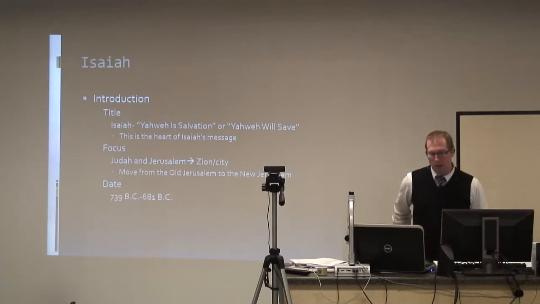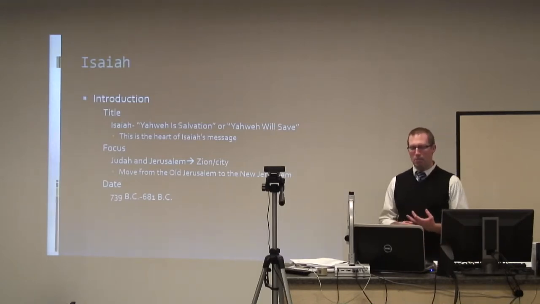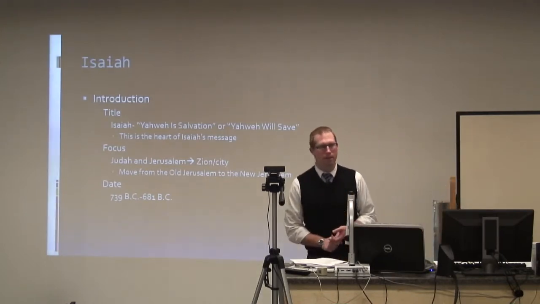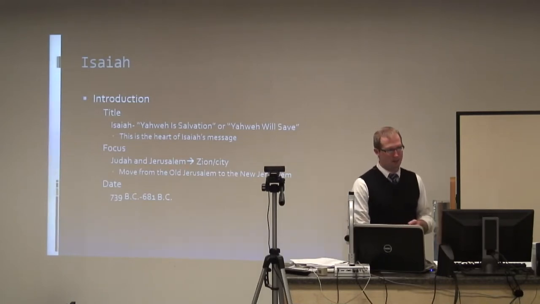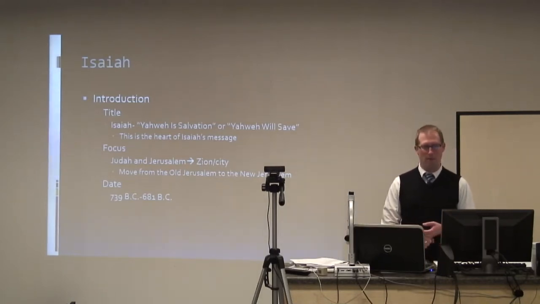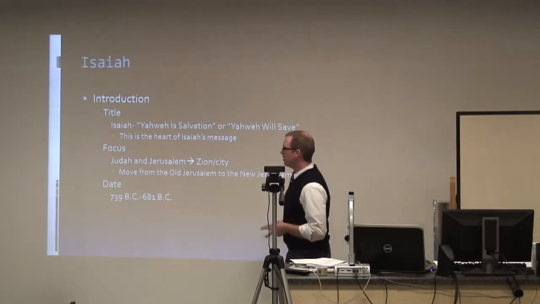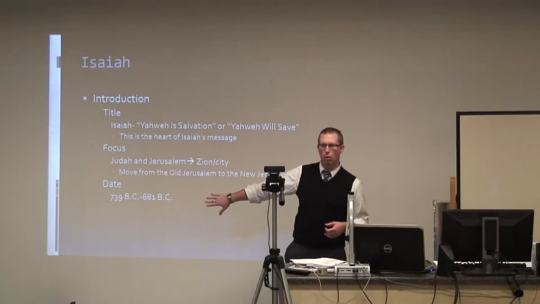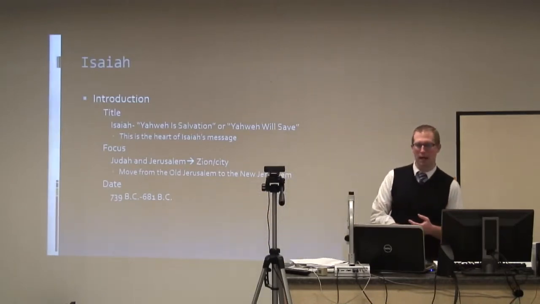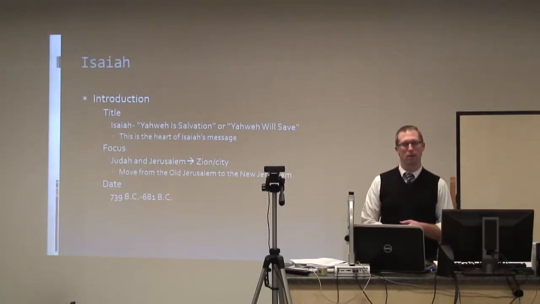Isaiah's ministry happened between 739 BC and 681 BC. So I'm going to ask you to remember some of the things we talked about last class. Now, this is as scary for me as it is for you, because I get to see if you guys remember what we talked about. What's going on in this time period? What's the major event that happens during Isaiah's ministry? Yeah, the Assyrians capture, destroy the northern kingdom.